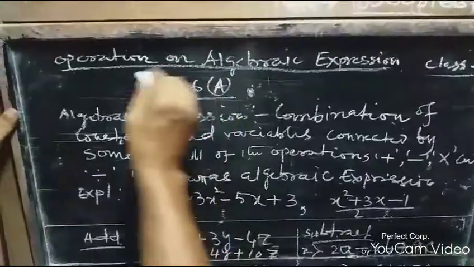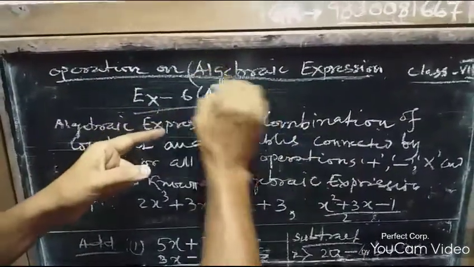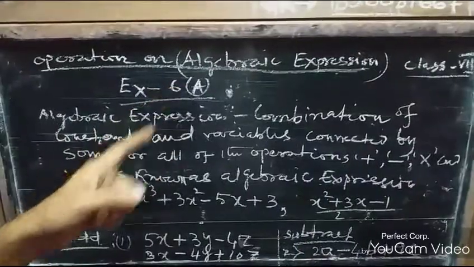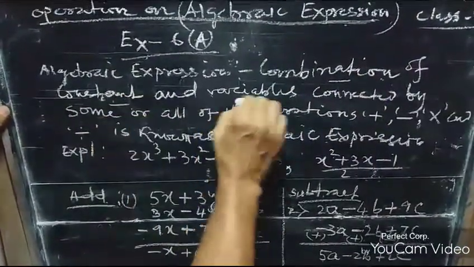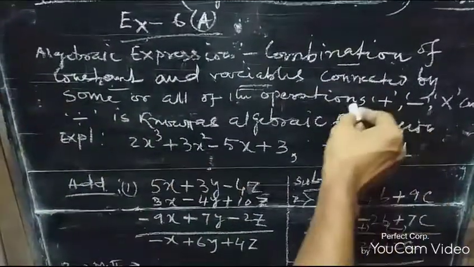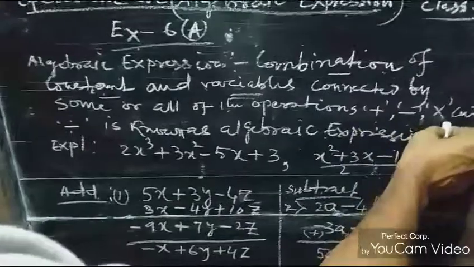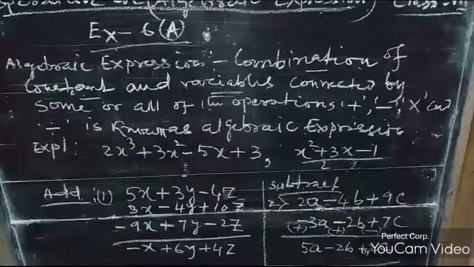Algebraic expression, operation on algebraic expression. First you need to understand what an algebraic expression is. An algebraic expression is actually the combination of constants and variables connected by some or all operations, that is plus, minus, into and divide.